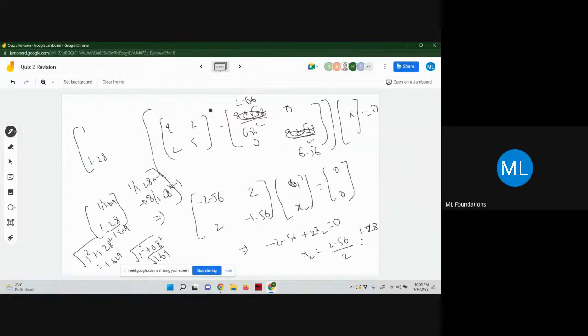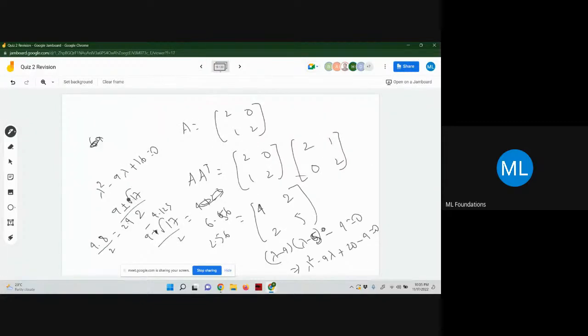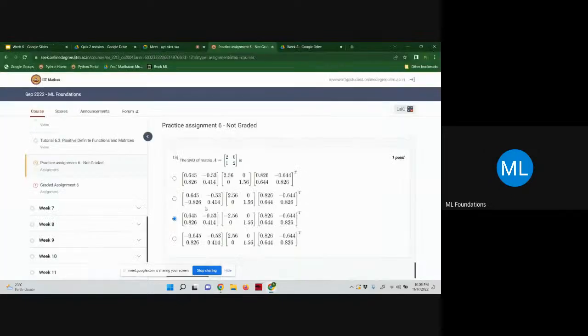If you want to have the exact value, then what is this 9 plus root 17? What is the root 17 value? Can someone tell me? 4.123, and then this one. You should be choosing the exact values, more precision values. If you choose more precision values, then you'll be getting it more correctly. Yes, sir. The more correct one is the one given in the graded assignment.